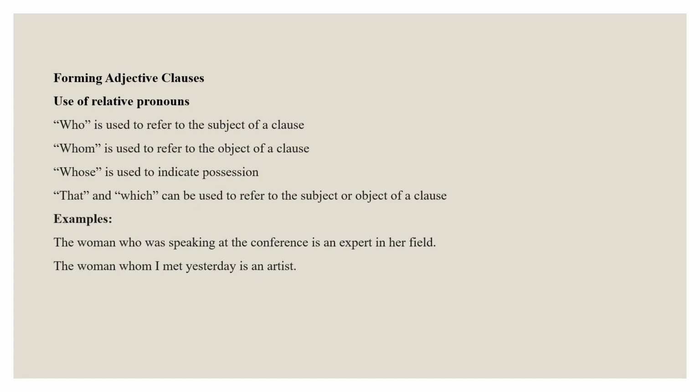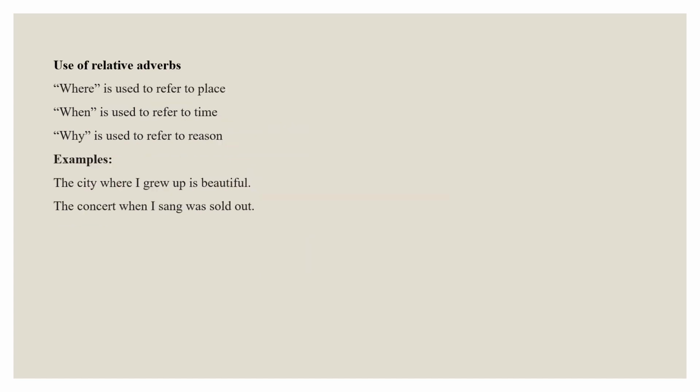Example: the woman who was speaking at the conference is an expert in her field. The woman whom I met yesterday is an artist. Use relative adverbs: where refers to place, when refers to time, why refers to reason. Example: the city where I grew up is beautiful. And example number 2: the concert when I sang was sold out.